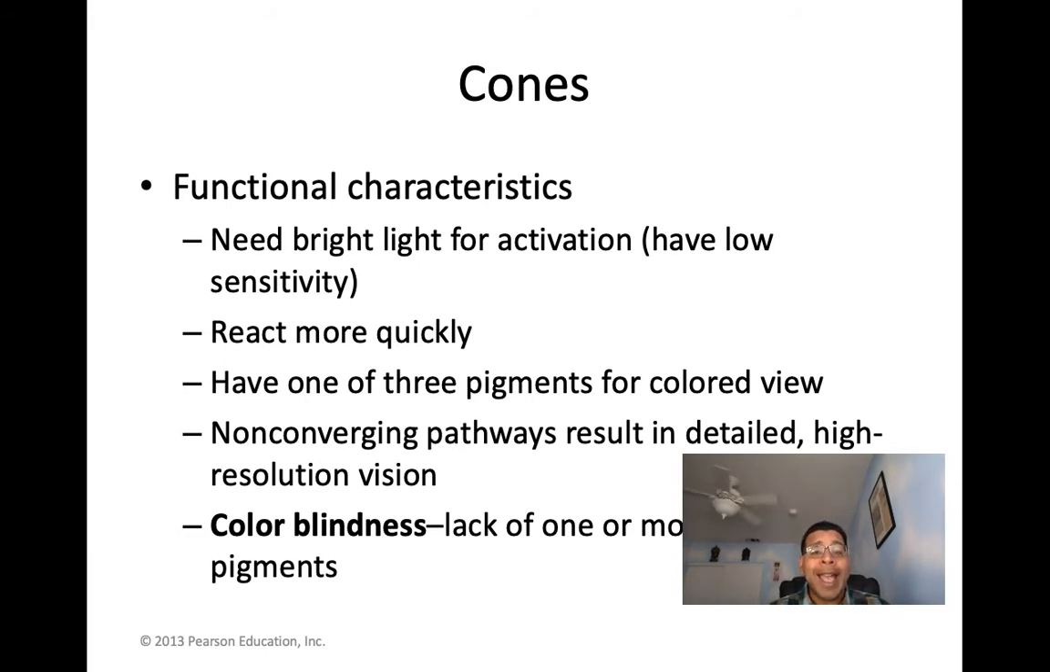Human retinas have three kinds of cones. One responds optimally at long wavelengths, our red cones. One responds optimally at medium wavelengths, our green cones. And third, our blue cones, which are stimulated at short wavelengths. These will provide us with a colored view of the world. And then last, we have color blindness, in which the patient will lack one or more of the cones.